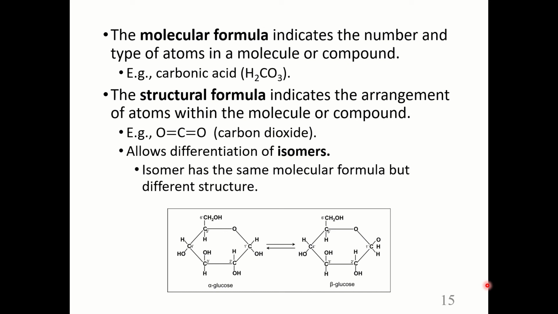So the structural formula is important because it allows us to differentiate between isomers. Isomers have the same molecular formula but different structure. Here we see two different versions of glucose: alpha glucose and beta glucose. They have the same molecular formula but a different structural formula. We can see that pictured on the right hand side of each molecule. This is very common in the sugar molecules, and you'll see this again when we talk about carbohydrates. Being an isomer gives this molecule a different function.